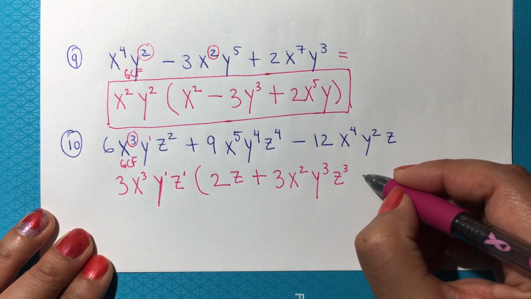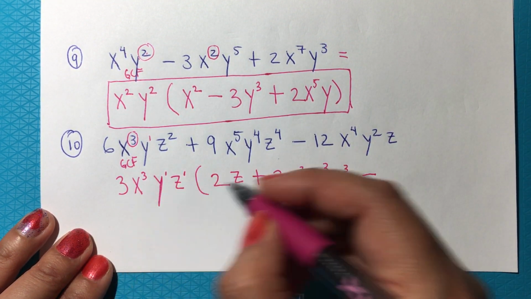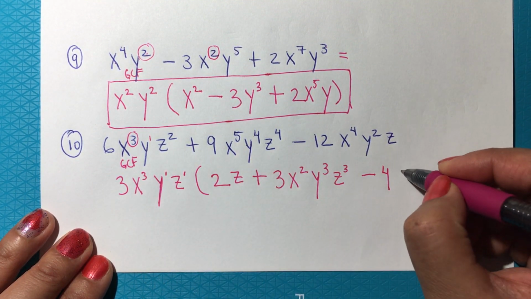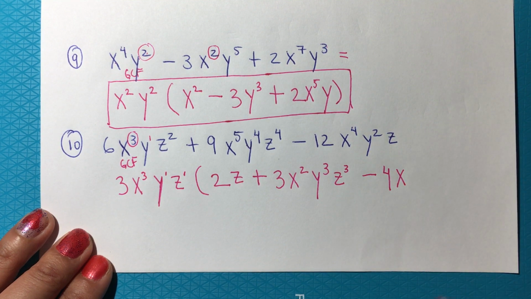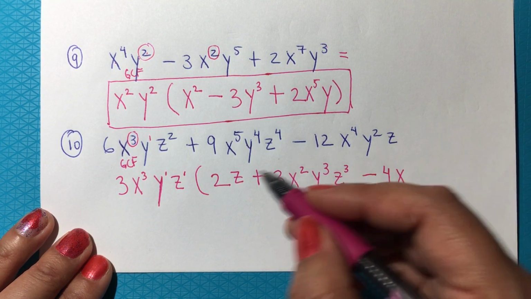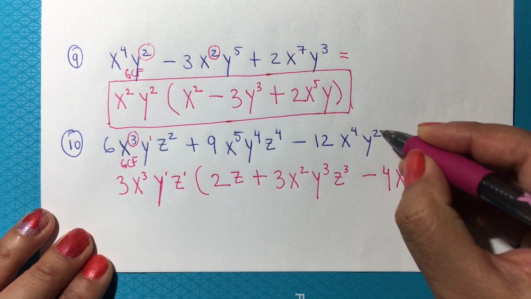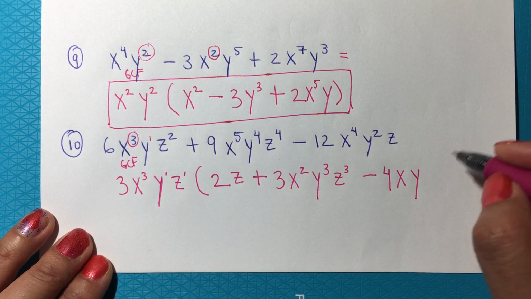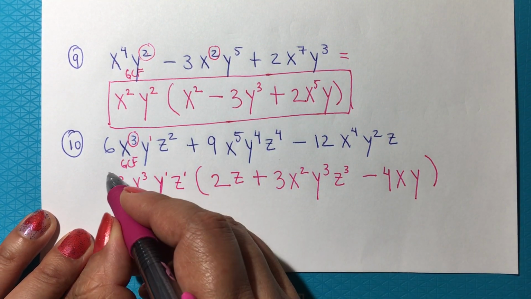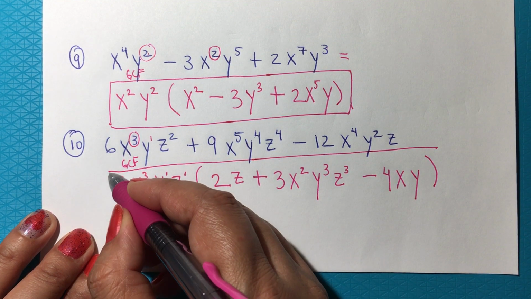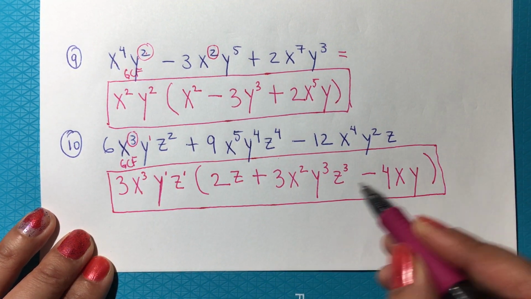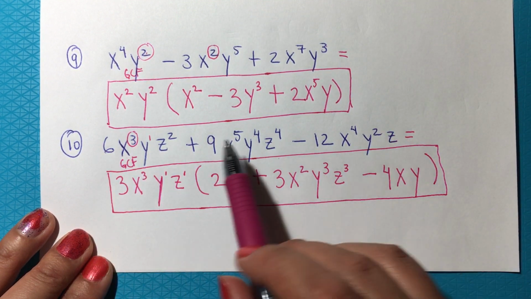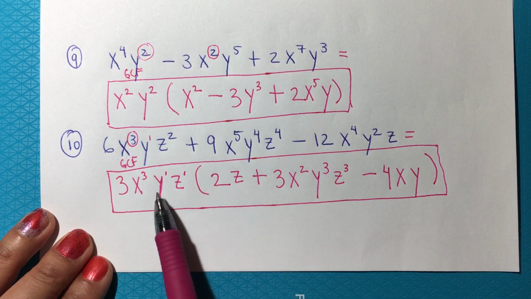Negative divided by positive is negative. 12 divided by 3 is 4. X to the 4th divided by x to the 3rd is x to the 1st power, but we don't need to put it. Y to the 2nd power divided by y is just y, because 2 minus 1 is 1. And z divided by z cancels, and we close it. So those are our two factors, our greatest common factor and the other factor. So this is equivalent to this. This will be the product, and this will be my two factors.